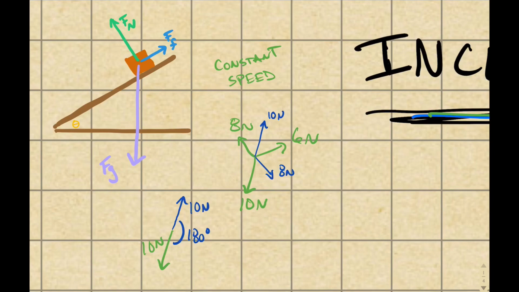This is the idea that this system is in equilibrium. If it wasn't in equilibrium, these things wouldn't have to be true. But all these forces have to balance out because we're saying that it's in equilibrium. And that also means that this 6 Newton vector has to cancel out with this other 6 Newton vector when we put the 8 and the 10 together. Okay, so hopefully that makes sense.